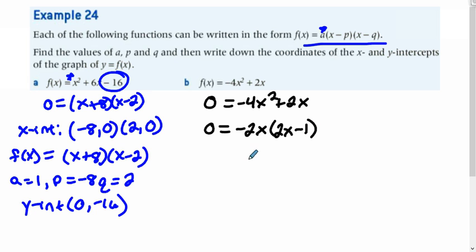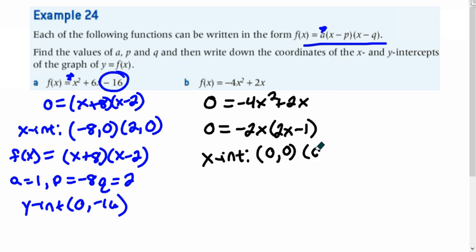Okay, is that good so far? Really, the important thing is you got the x out. So I factored out the greatest common factor. So I legitimately factored this. Now I do the zero product property, which gives me my x-intercepts to be (0, 0).